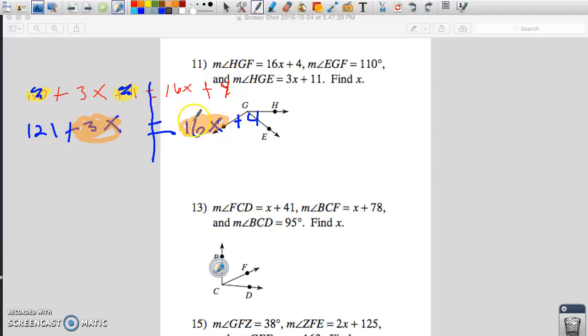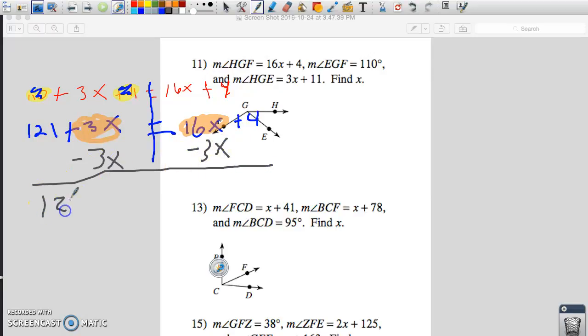So if I take this over here, what do I do? The opposite of what you see, just like any other regular equation. If this is a plus 3x, I'm going to subtract 3x. Subtract 3x. See that? So what happens is I have 121, that canceled out, equals 16 minus 3 is 13x plus 4. See where I am now?